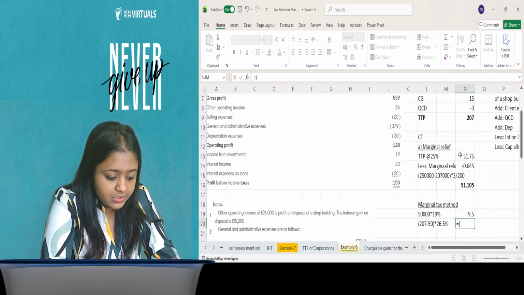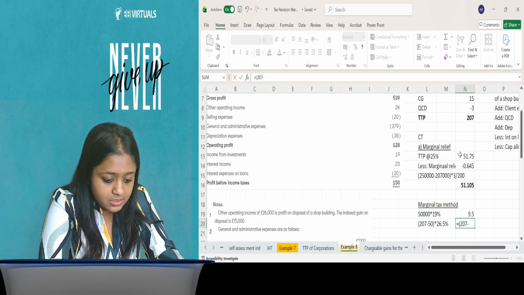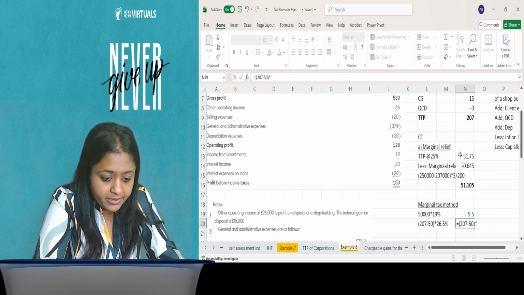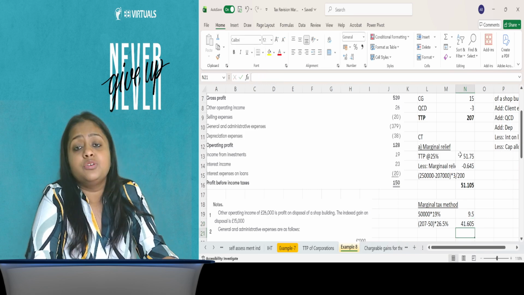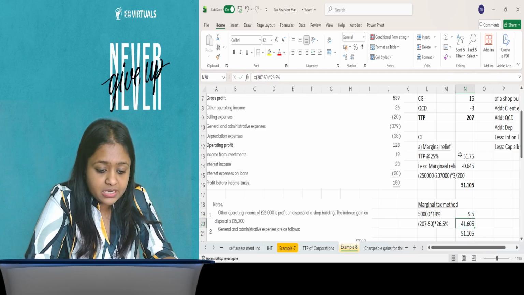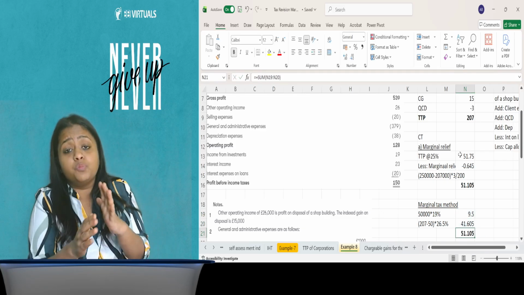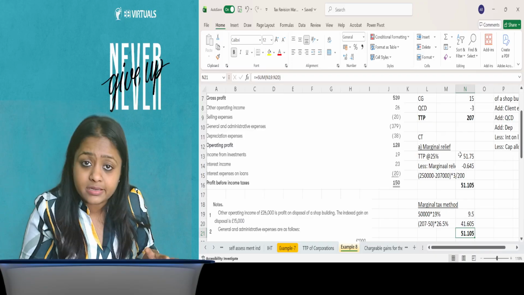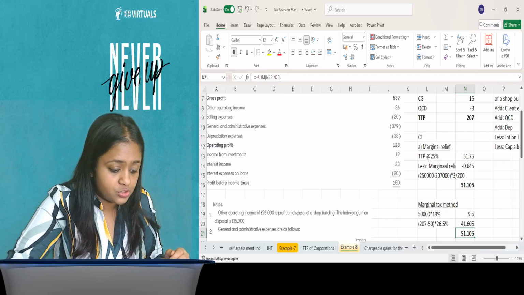So you will take here 207 less 50 multiplied by 26.5%. When you take it, you get 41.605. Add 9.5, and you get here 51.105. So both options will give you the same answer if there are no dividends. Clear? Absolutely. Let's go to the next topic revision now.